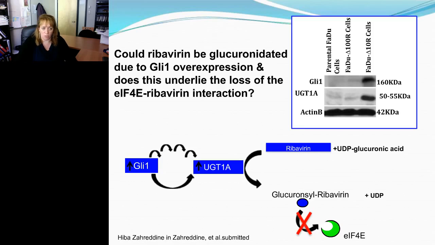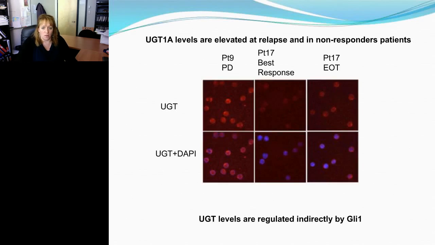I should say that the UGT1A family have the same molecular weight range, and they share a common carboxy terminus, and the antibody we're using here is a pan-UGT1 antibody. So we're seeing all the different forms of UGT1 together. So globally, what this suggested to us is that if you elevate GLI1, this causes an elevation of UGT1A, and this will eventually lead to a form of ribavirin that's being glucuronidated that can no longer bind 4E, and this underpins our resistance.